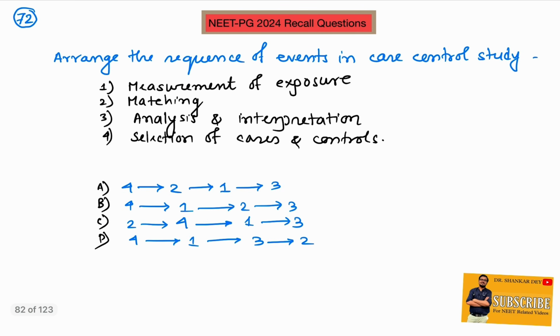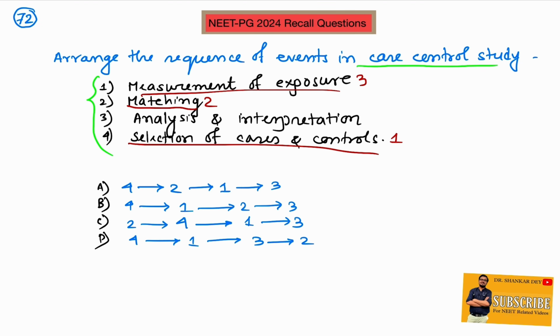So coming to question number 72. Arrange the sequence of events in a case control study. Among these 4 steps, which one will be the first thing in a case control study? Obviously your selection of cases and controls. So this will come first, number 1. Then among these cases and controls, you have to match according to their characteristics. So the second one will be matching. Then after that, you have to measure the exposure of both cases and controls. So this will be step 3.